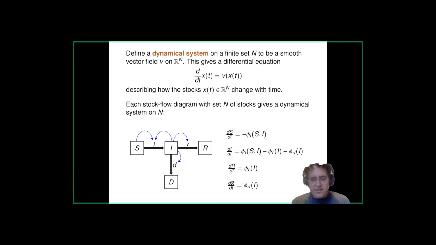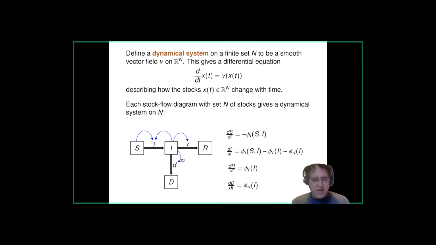I'm abusing notation over here. S, I, R, and D mean the number of people of the various four kinds as a function of time, whereas over here, they're just the labels of the four boxes. So this is saying the number of susceptible people decreases over time at a rate equal to phi I of S, I. But those people are getting infected, and so the number of infected people is increasing in the corresponding way. Similarly, the number of infected people will be decreasing as they either become resistant or die. So those are these two negative terms here. And the number of resistant people will be increasing at the same rate, phi sub R of I, and the number of dead people will be increasing at the rate phi sub D of I.